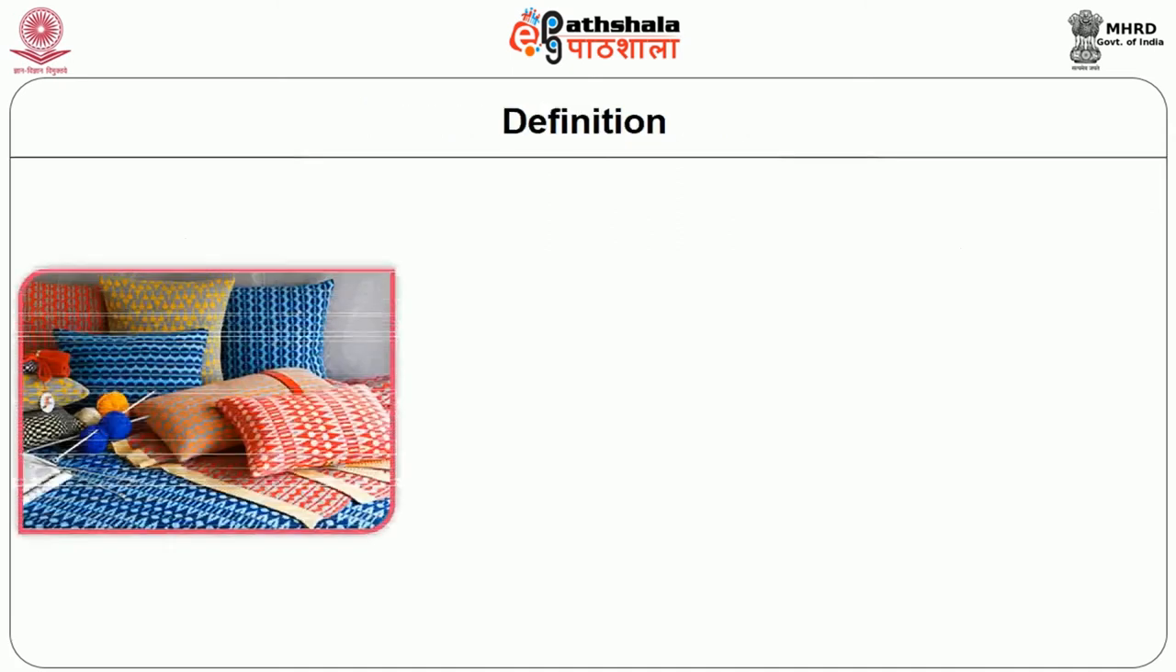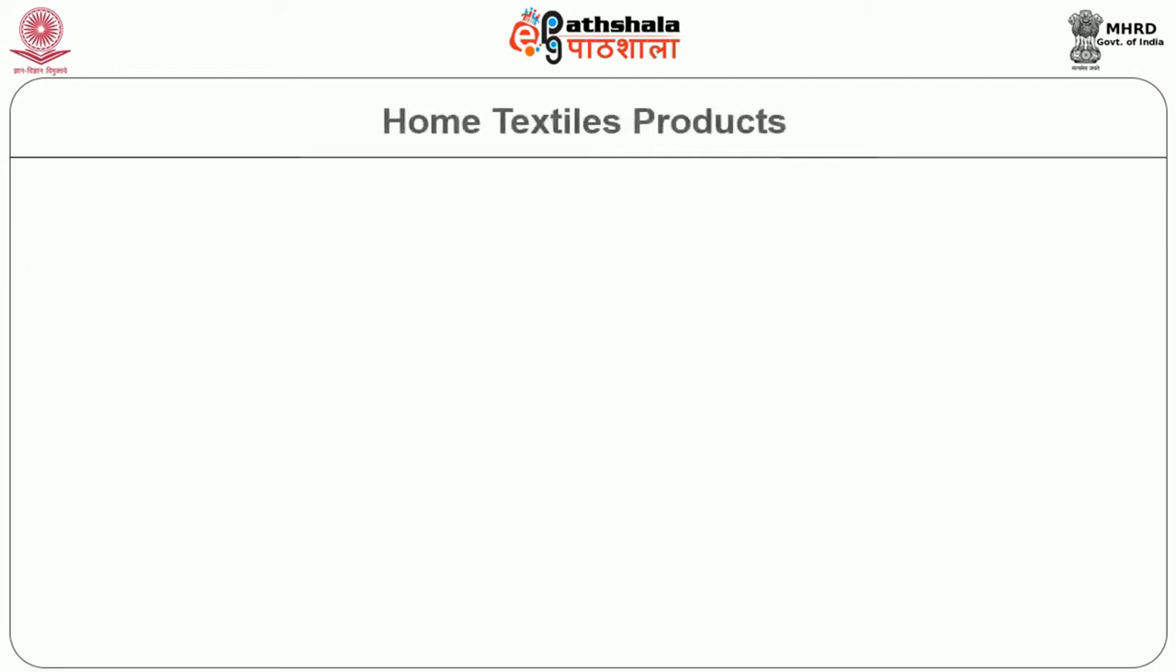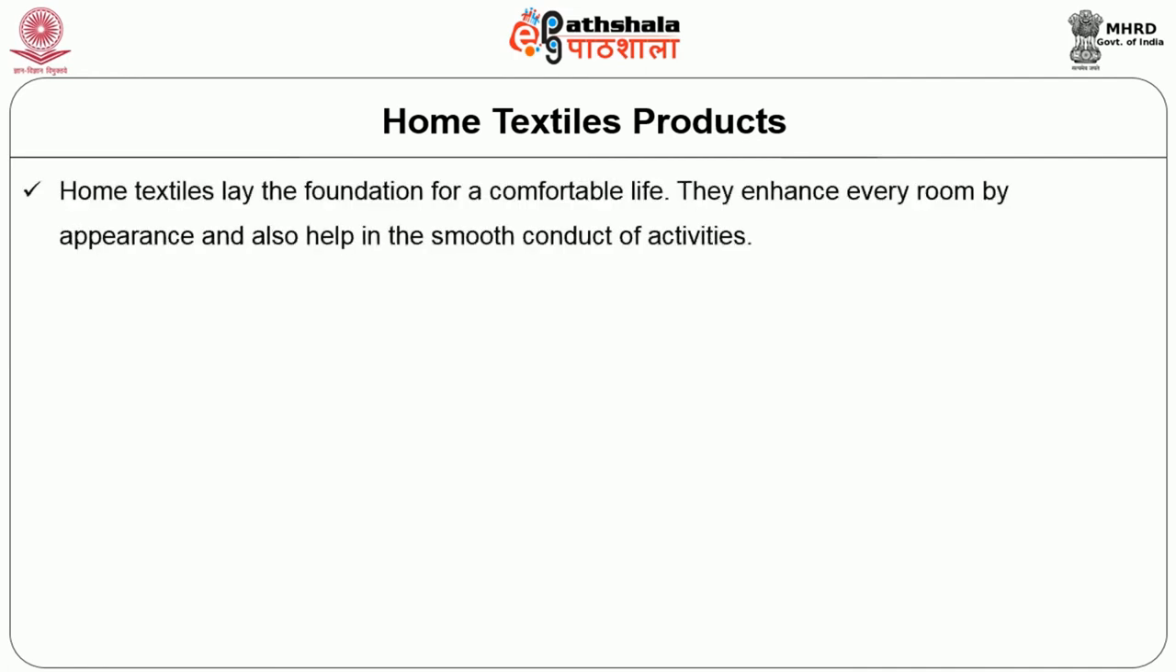We shall see the definition of home textiles. Home textiles are any type of fiber, yarn or fabric used to develop products which are a part of the interior and exterior of a building. They contribute towards the best utilization and easy movement of area. Home textiles add color, life and comfort to this part of the building. Now we shall be seeing the different products under home textiles. Home textiles lay the foundation for comfortable life.